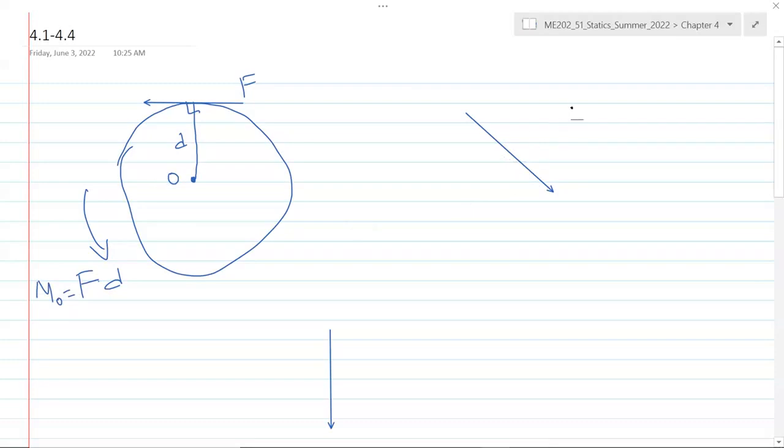How about this case? Moment of this force about point A. Visualize the steering wheel, and apply the force about the center of the steering wheel at A. We will get the clockwise rotation. So moment of F1 about A is F1 times D, let's call this D1. And since that's clockwise, this is negative. So we put minus sign here.